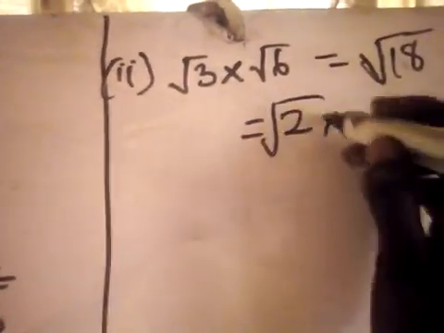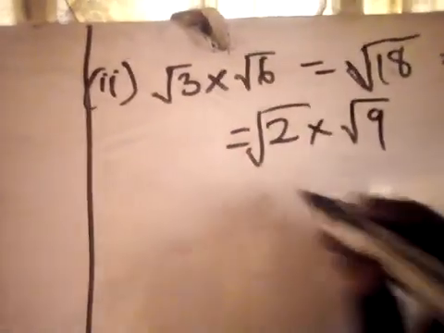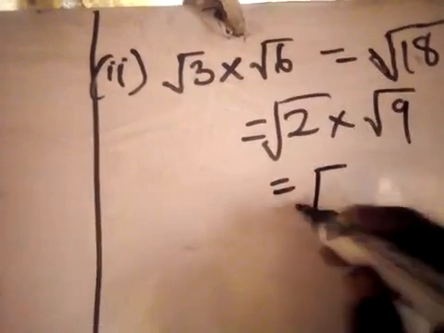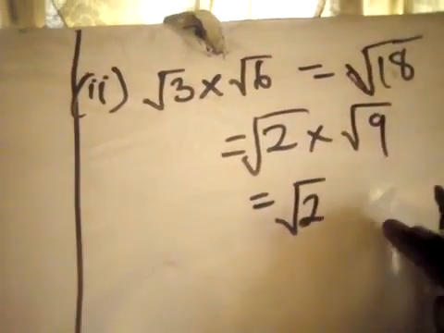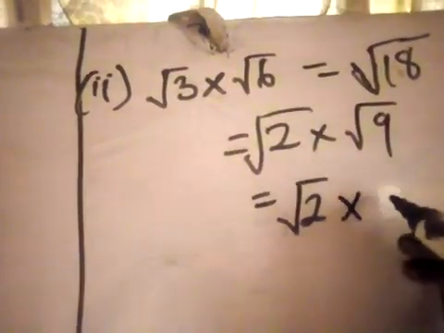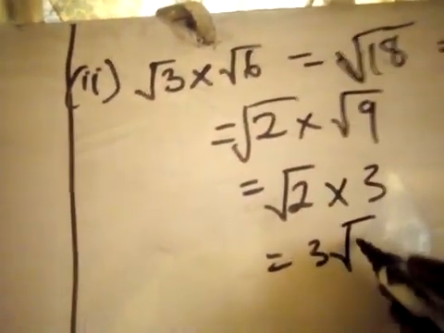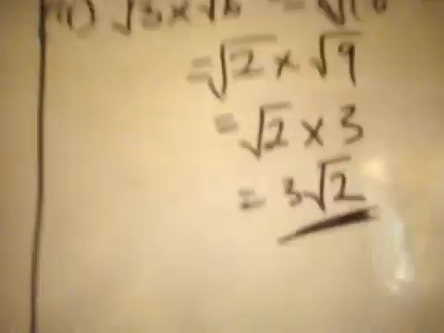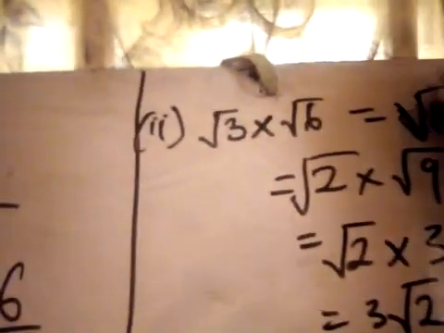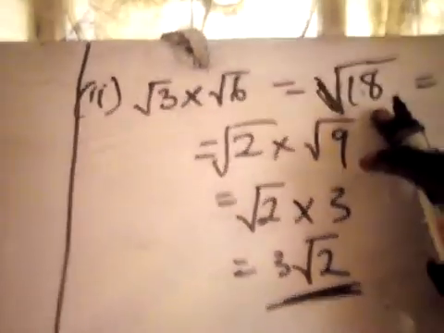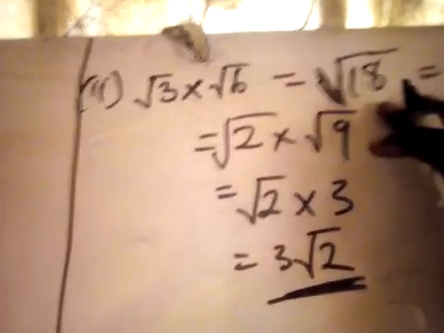Root 2 times root 9, which will further give us 2 times 3, which will be 3 root 2. You can see that. So we have to simplify again. Why? Because we can still get a perfect square, or we can still get factors that will be simplified further. That's why we look at it.